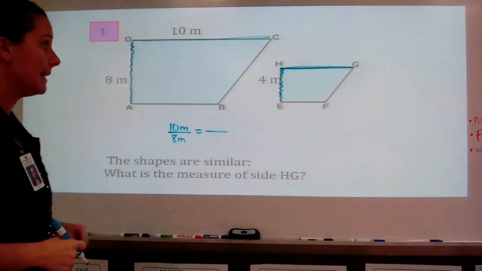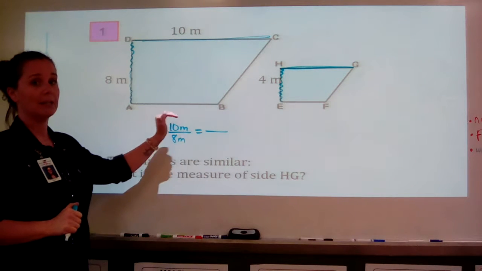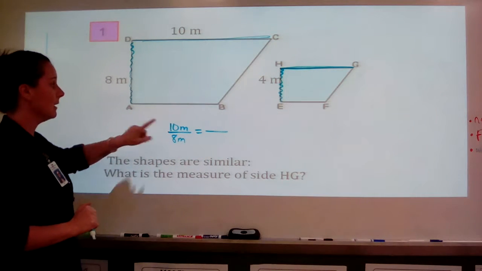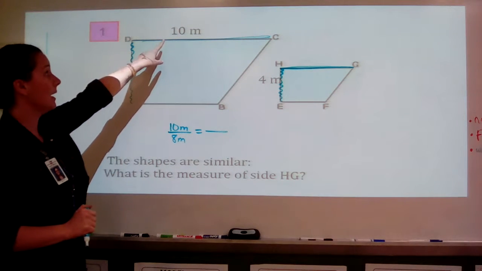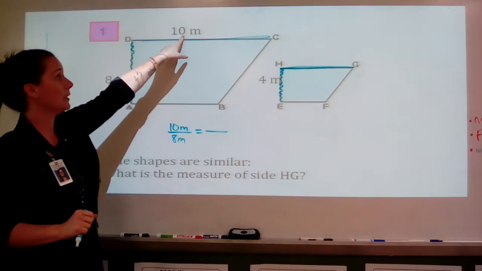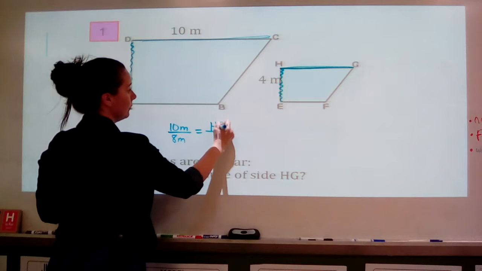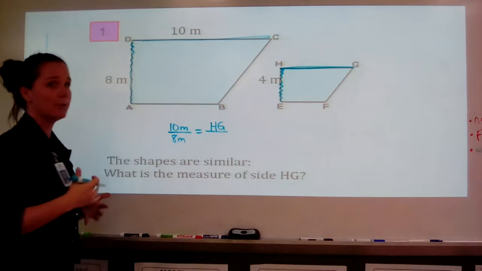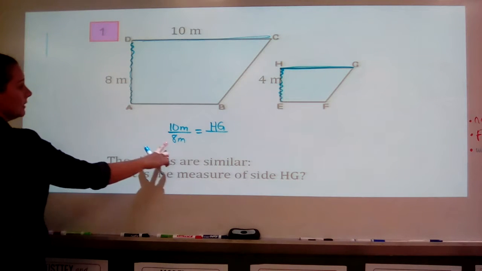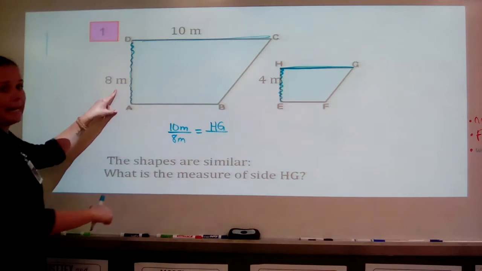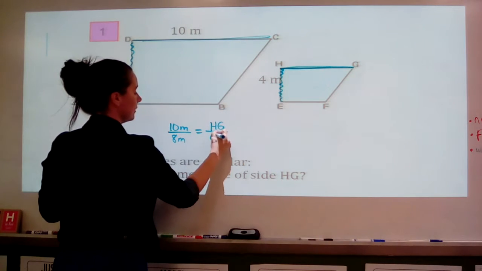The important thing is that when you are writing your second ratio, you make sure you are lining up your corresponding sides. So the side that corresponds with my DC, which is 10 meters, would be line HG. I don't know the length of line HG, so I'm just going to title it HG until I solve it. Same with this one here. The corresponding side to my 8 meters would be my 4 meters.